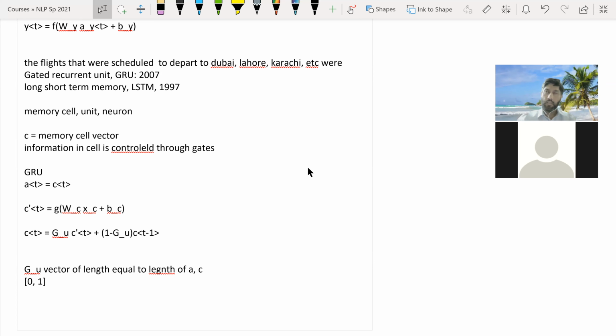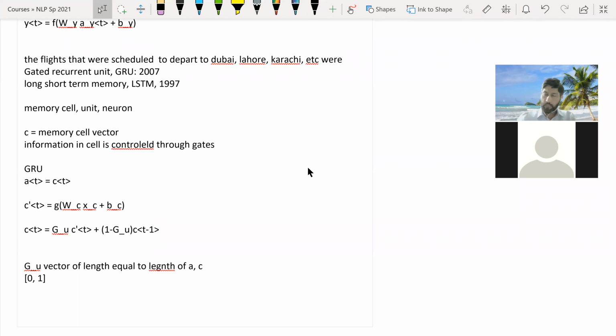ठीक है? On the flip side, let's say G U आपके पास 0 आ रहा है, so then the first term would be cancelled out, meaning that जो current input से आपके पास जो output आई है C prime, that would be zeroed, और जो पीछे memory में information आपने store की हुई है वो completely pass on होगी. And let's say if you do this multiple times, then that information will be passed on and on and on. ठीक है? Of course, this is again for explanation purposes.